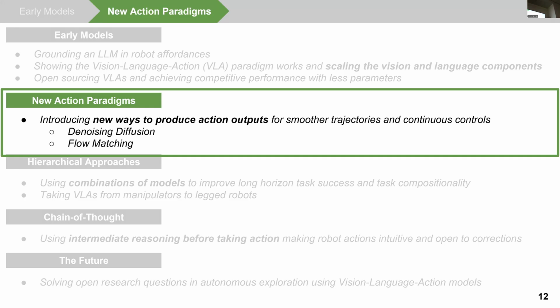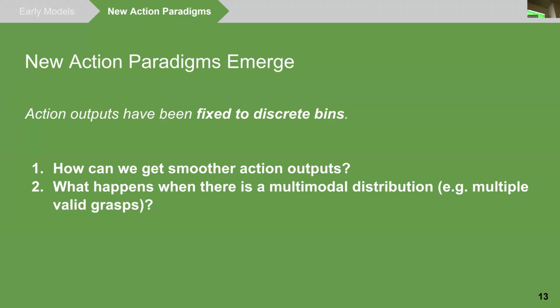So we just looked at ways to ground a language model in the robot's capabilities, and we looked at scaling vision and language components. But now we're going to look at some new ways to produce action outputs so that we can get smoother trajectories and smoother continuous controls. So all the work until this point, we've had action outputs that are fixed to discrete bins. And this means that we're losing some fine-grained precision or continuous control that we would probably want in our robot systems. So we're getting kind of like jerky, low-resolution movement, and that's not going to be suitable for every robotics task.